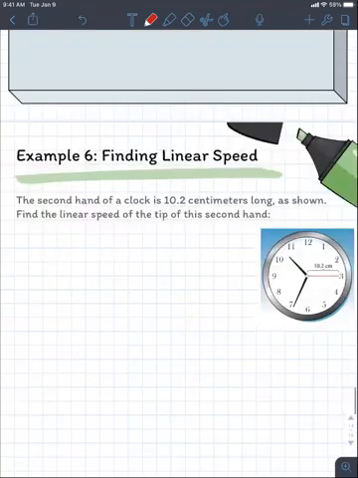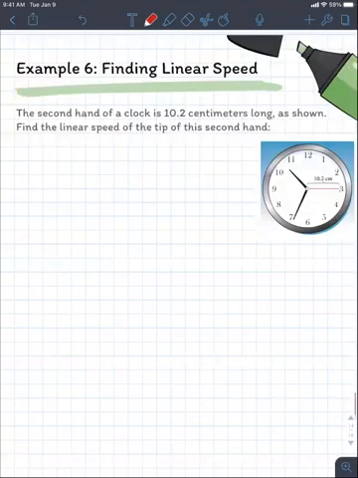So first one, the second hand of a clock is 10.2 centimeters long. That's going to be the radius. As shown, find the linear speed of the tip of the second hand. Cool? Are we okay? So what do we need? Linear speed equals s over t.